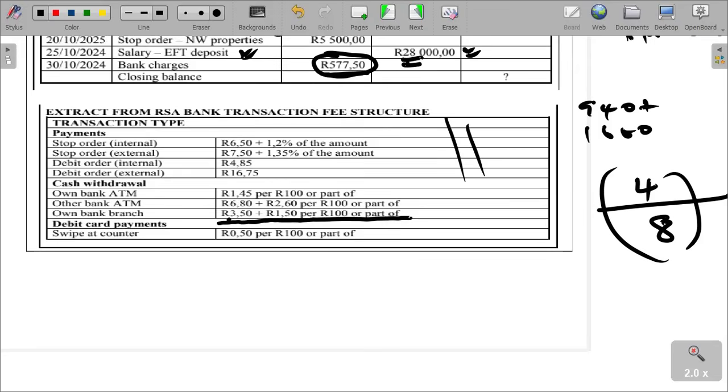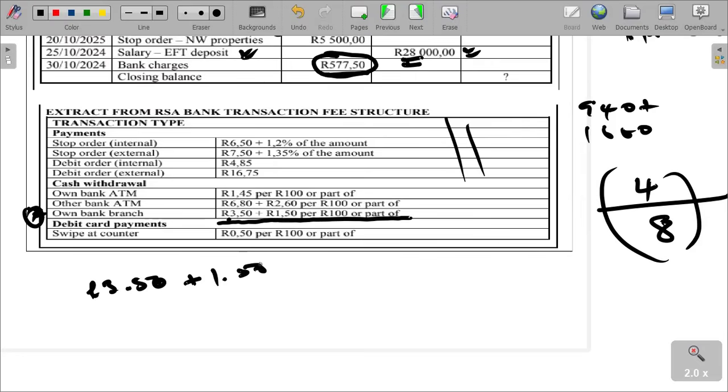So now what we need to calculate is, in this case, Bernard's charges is 3 rand 50. We are given here only bank charges. It is given here that 3 rand 50 is his charges plus 1 rand 50 plus 1 rand 50.